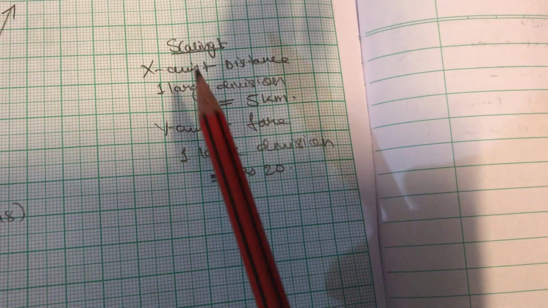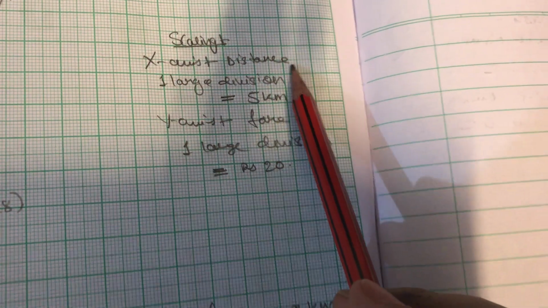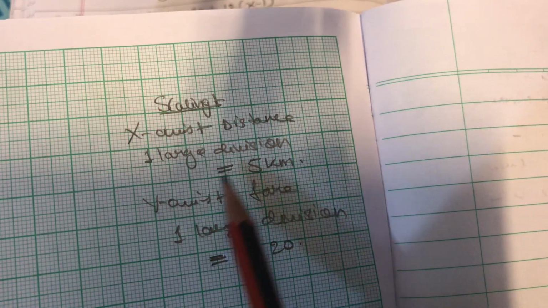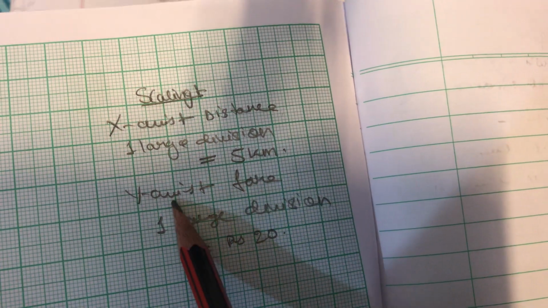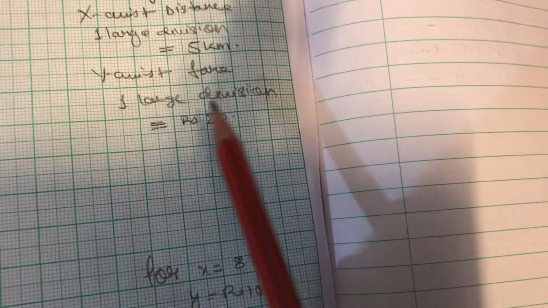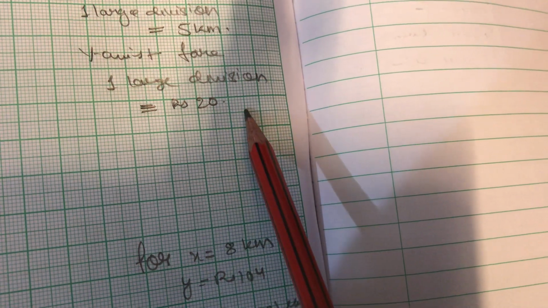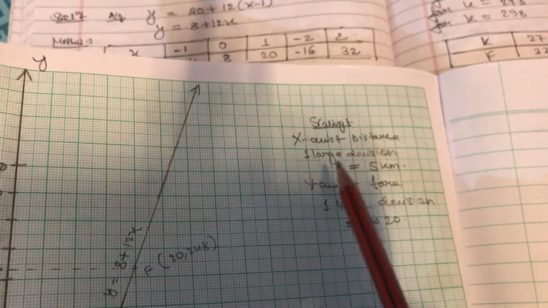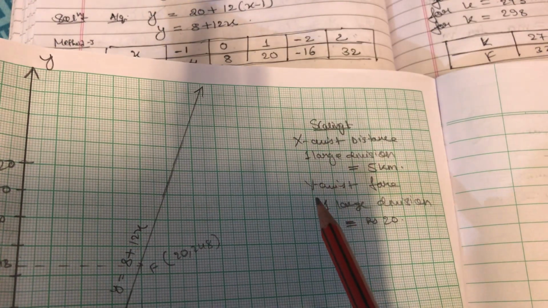You have to write that the x-axis is for distance. As you can see, I have written distance in kilometers, that you have to write, and one large division equals 5 kilometers. Also the y-axis is fare. I have written fare in rupees, because the unit also you have to write, and one large division equals ₹20. If you are taking unequal scaling, different scaling, you need to mention that for both the axes.